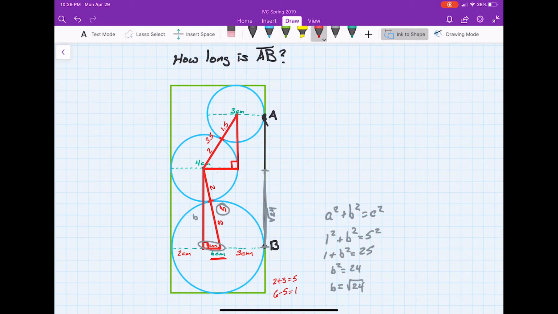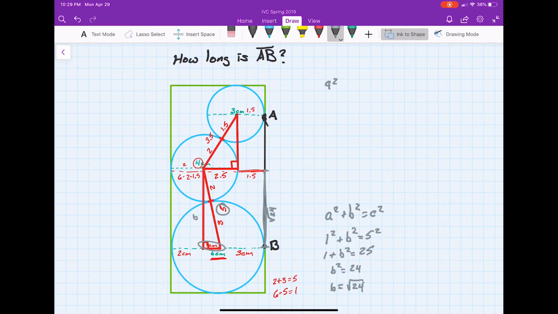Now we need to figure out what is this portion. Well, again, remember this whole thing all the way across is 6 because it's the diameter of the circle below us. And this radius is 2, which is half of the 4. So we're going to do 6 minus 2. And then we're going to subtract this other segment, which is on this side, which is half the diameter of what's above, which is 1.5. So 6 minus 2 minus 1.5, well, that's going to give us 2.5.